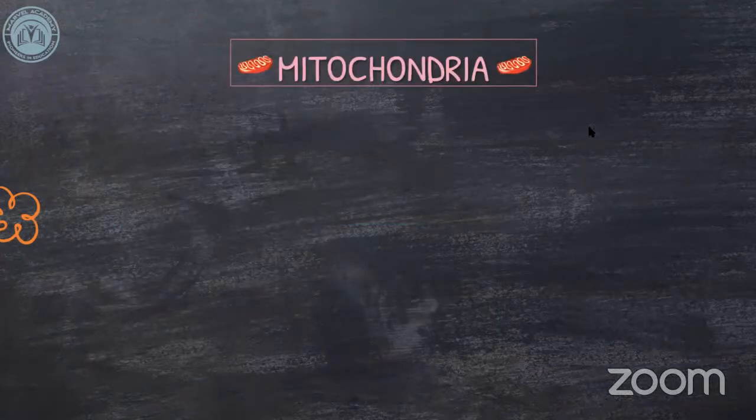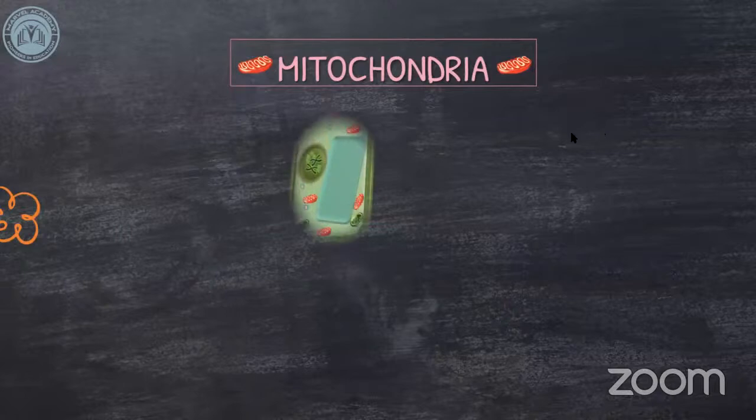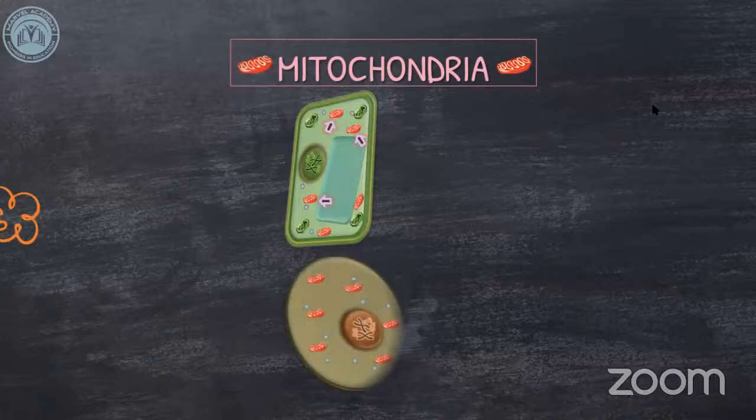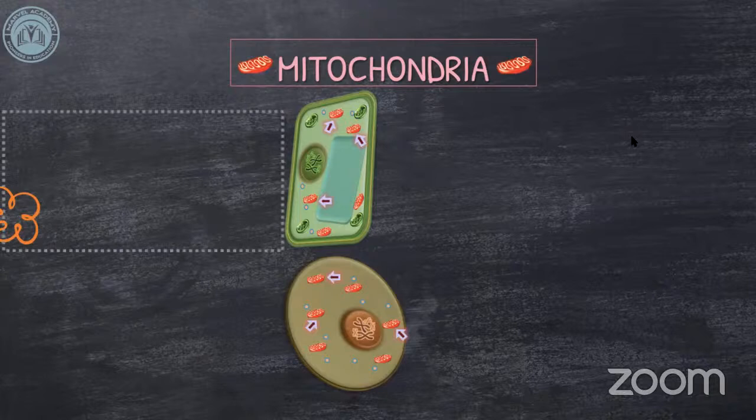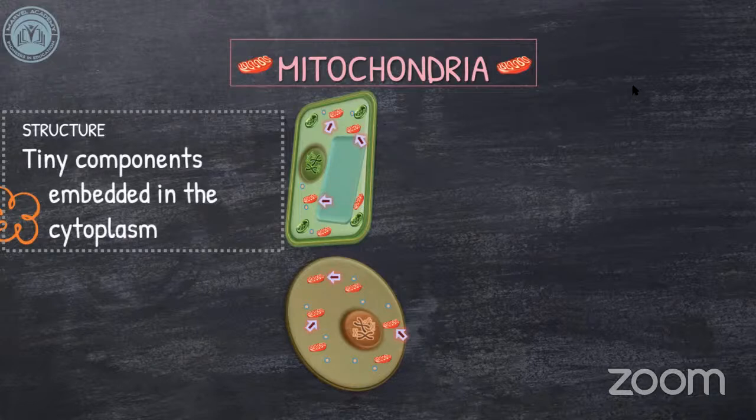The next one is the mitochondria, right? Actually, mitochondria is like the powerhouse. It's like the electricity house, right? So in short summary, it's the place where it produces energy. You can see both the cells contain mitochondria. It is a tiny component embedded in the cytoplasm.